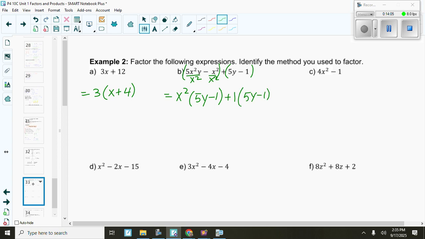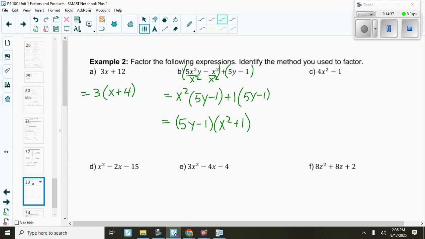Now my 2 brackets match. So I can pull the 5y minus 1 out in front, and then I have my leftover. Ooh, I've got an x squared and I've got a 1. Those are perfect squares. Can I continue factoring? Is it a difference of squares? No. So this one is done. I can only continue factoring if it had been a subtraction.